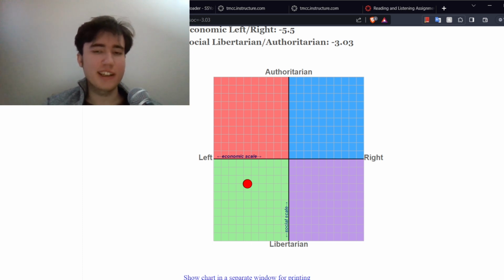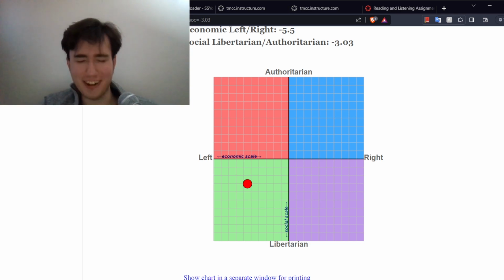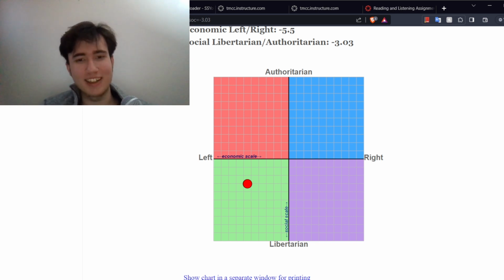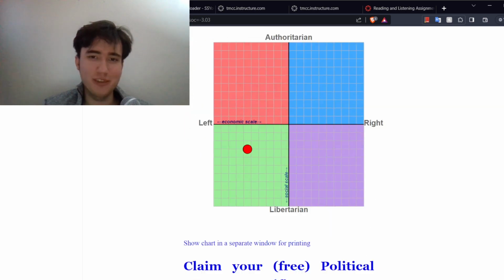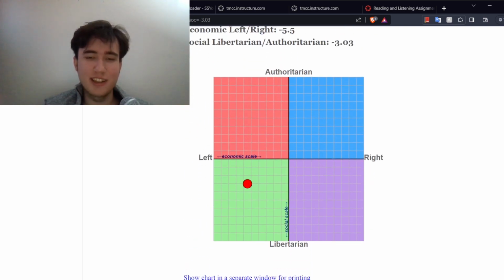And that's the biggest criticism that people have with this test, is that it puts everybody in the lower left quadrant. Unless you're an insane psychopath, then you're put in the other three quadrants. But any reasonable person basically gets put in libertarian left. So really a flawed quiz.